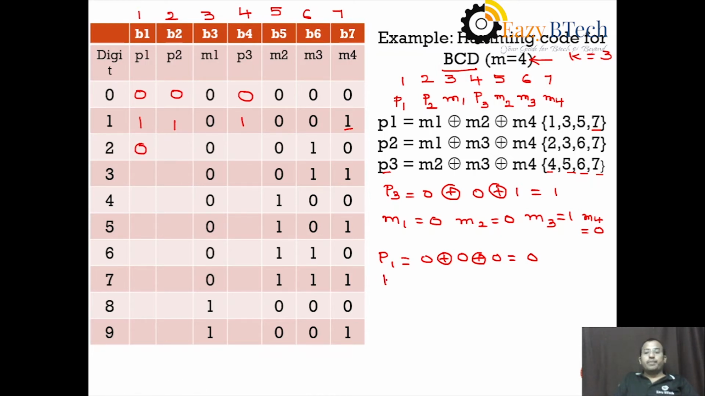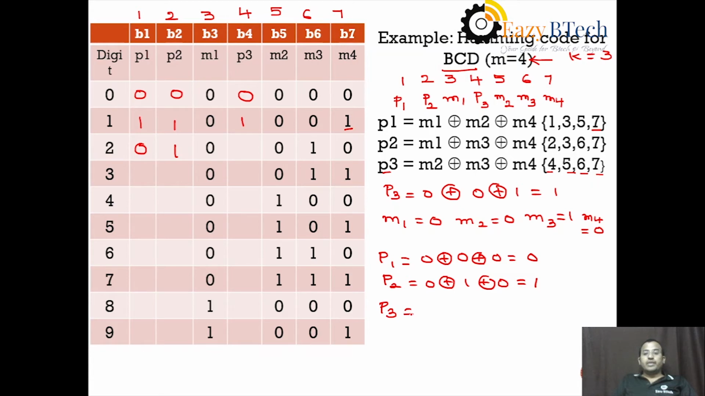Next, for P2, what are the bits? M1 modulo M3. M1 is 0, M3 is 1. So 0 modulo 1, and what is the next location? M4. M4 is 0. So 0 modulo 1 is 1, and 1 modulo 0 is 1. So P2 is 1.